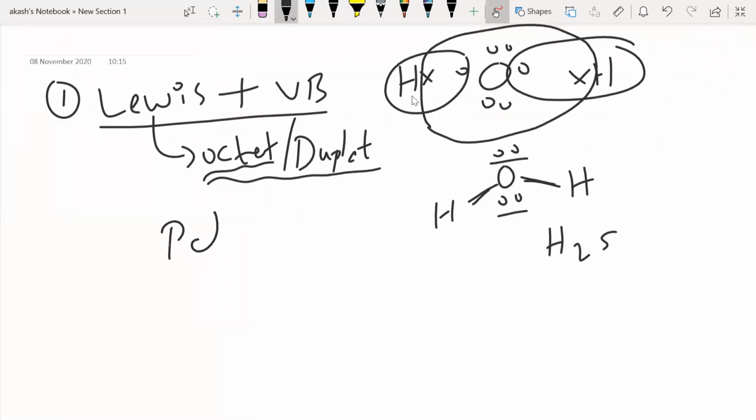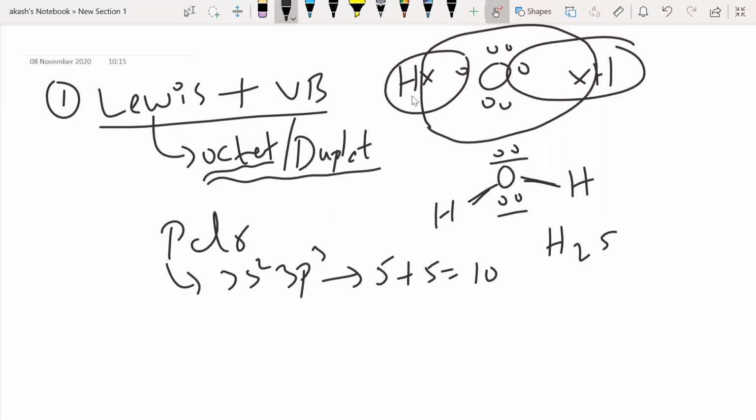So in PCl5, now phosphorus has the electronic configuration of 3s2, 3p3. So what I understand is I have 5 valence electrons, isn't it? And each of the chlorine atoms is going to give me 1 electron each. So I'm going to have 5 more electrons. So that makes it 10 electrons, isn't it? And the same goes with your SF6. SF6 is going to have 12 electrons in the valence shell, right?